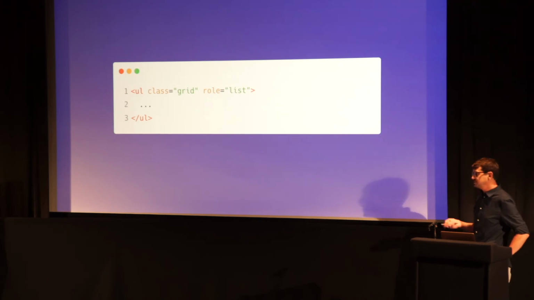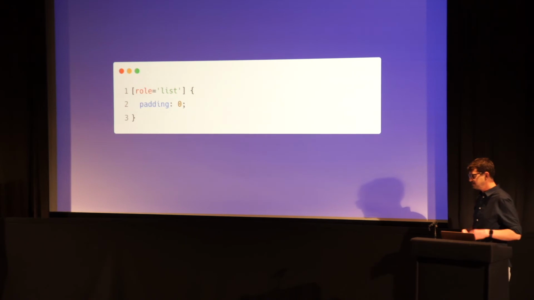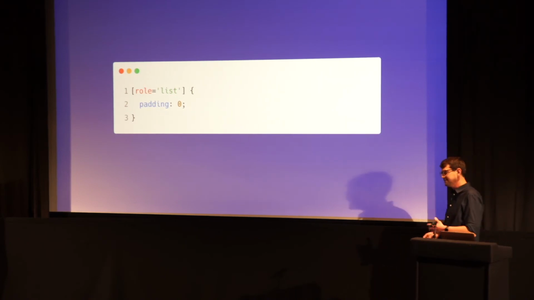But we can use this as an opportunity. So what I like to do here is make a reasonable assumption that if a list has got a class on it, it might not want to look quite like a list.